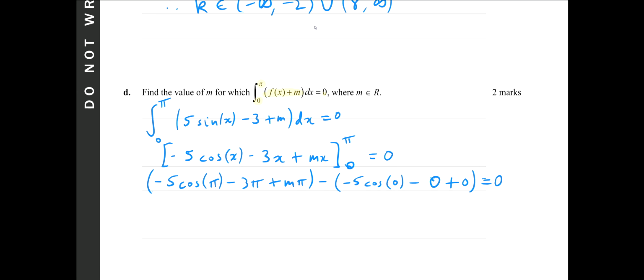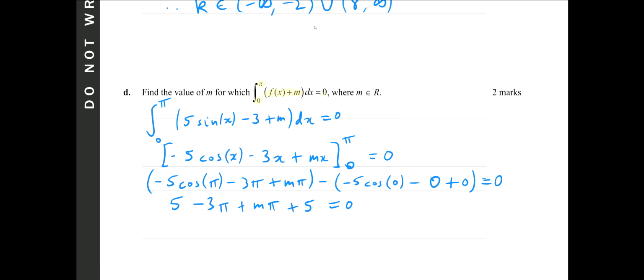So, negative 5 cos pi, well, cos of pi is negative 1, so negative 5 times negative 1 is 5, and then we have minus 3 pi plus m pi, so those stay the same. Now, minus negative 5 cos 0, so cos of 0 is 1, so negative 5 cos 0 is simply negative 5, so we have minus negative 5, that is positive 5, and of course all the zeros just drop off, so we have equals 0 there.